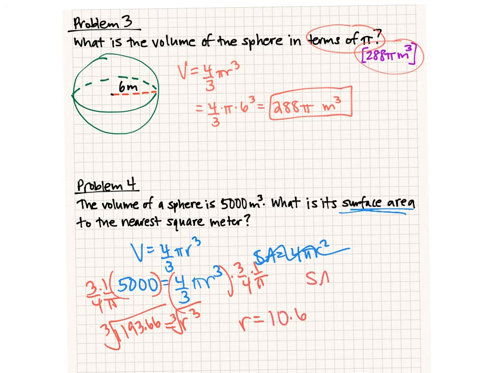So the surface area is 4 pi times radius squared. So let's square that radius. We get 112.5, and then times that by 4, and then times that by pi. And we get 1414, and the nearest square meter, 0.0, so that just rounds to 1414. And meters squared, right, because area is squared.